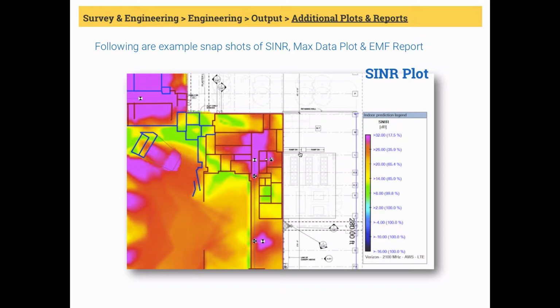This is a snapshot of SINR, S-I-N-R, or signal to noise ratio, which indicates the signal quality. Higher the value, better is the signal quality, although values over 8 or 10 are acceptable. Note that the color coding of the heat map shows that for this particular design, signal in most areas will have excellent SINR.